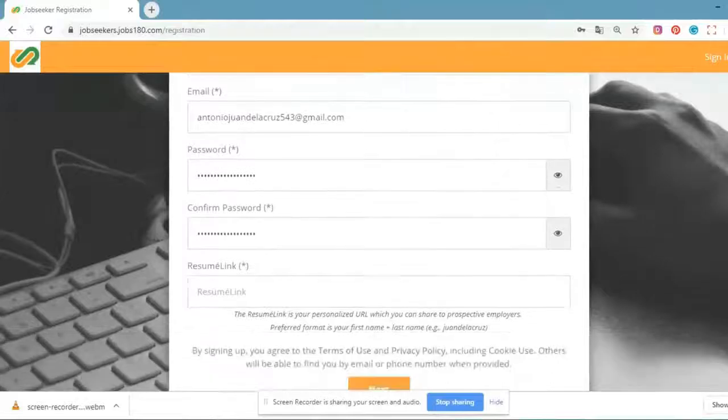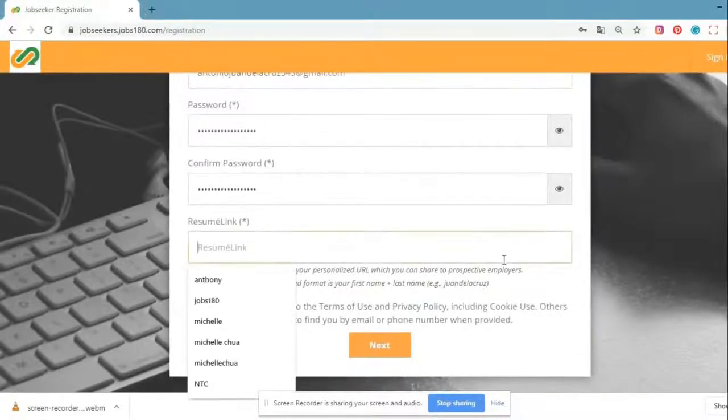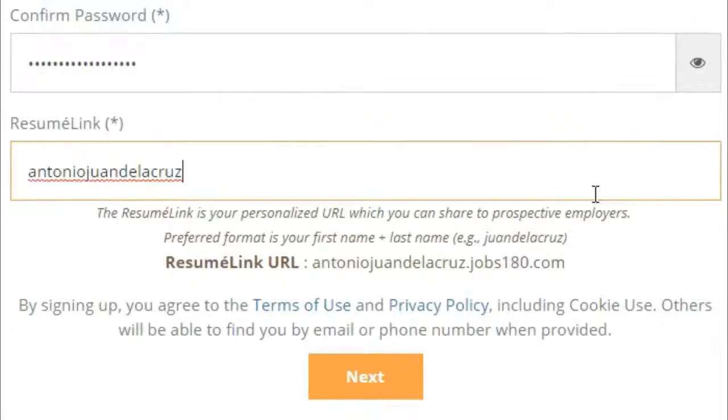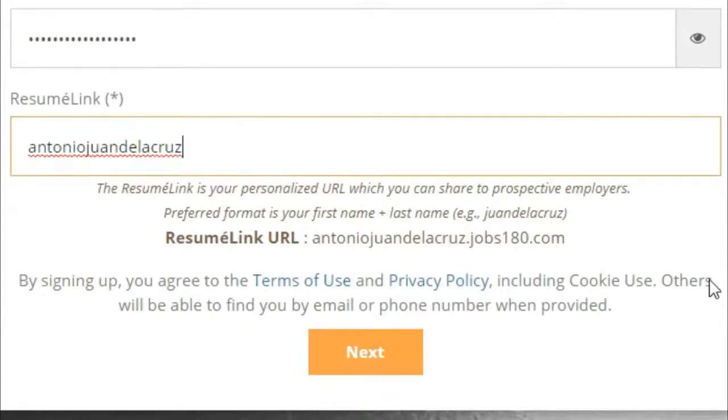Fill out all the information needed. In choosing your resume link, use your full name so that it looks professional and it's easy to recall by potential employers. For example, Antonio Juan de la Cruz .jobs180.com.